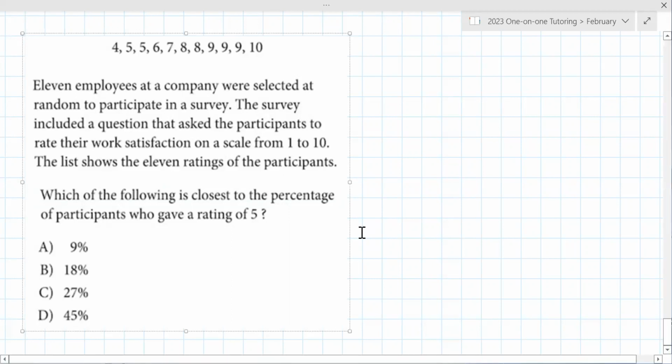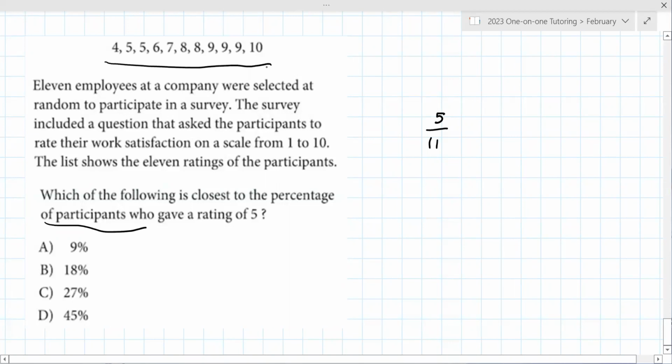How are you doing on this one? I think good. Is it letter D? Okay. How did you come up with D? Doing 5 divided by 11. Okay. And that is letter D, but it's asking of the participants. So these are the people that were selected at random. How many of those gave a rating of 5? 2. Okay, so that's 2 out of 11.